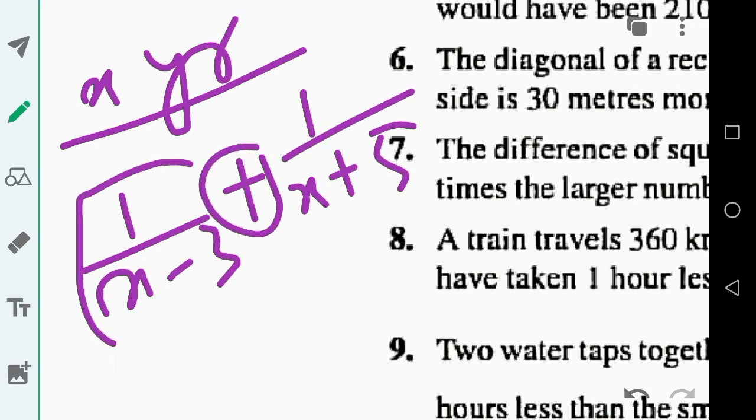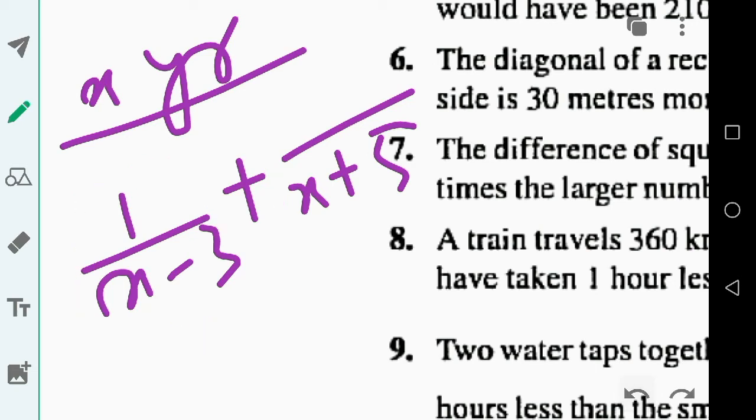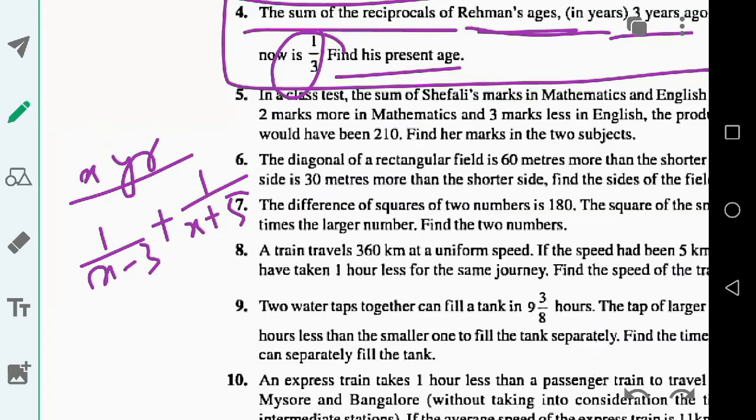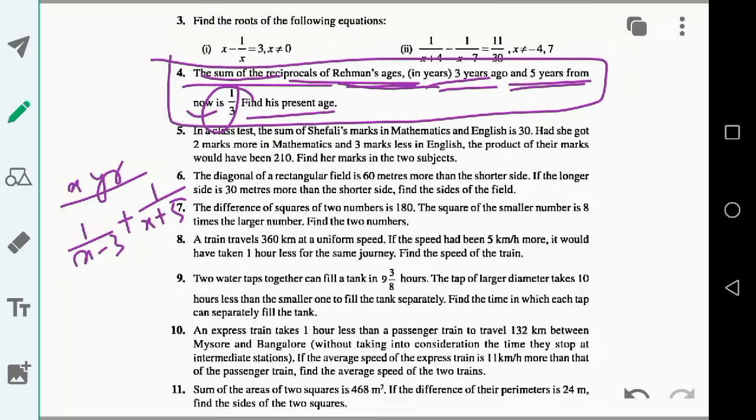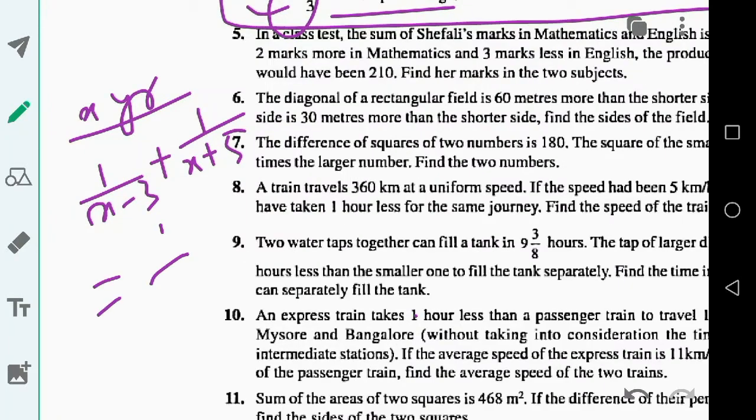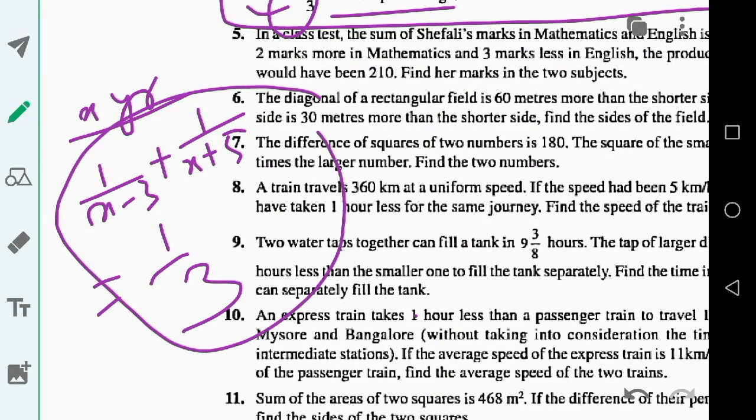Okay, so plus, here I have given a plus sign because in the question it is given that the sum of the reciprocals of Rahman's age 3 years ago and 5 years from now is 1/3. So the sum of these two is equal to nothing but 1/3. Now we have to solve this equation in order to find his present age. Okay, let me show you how to solve this.